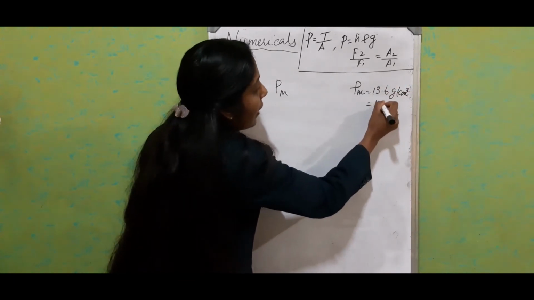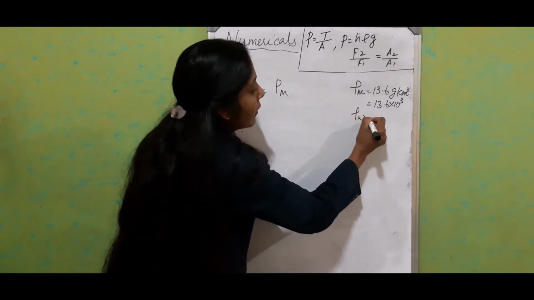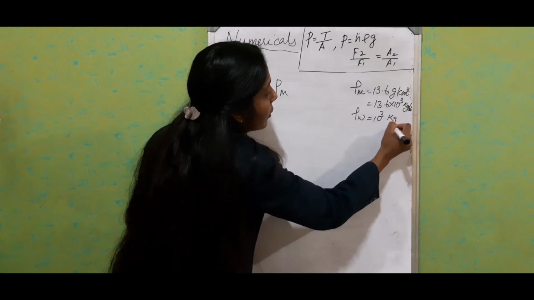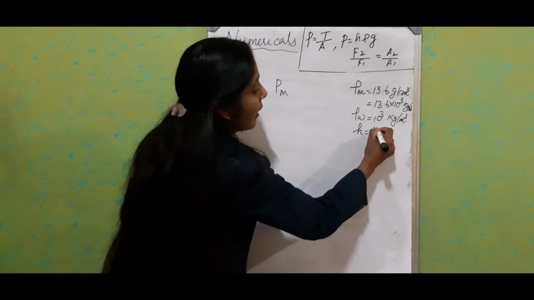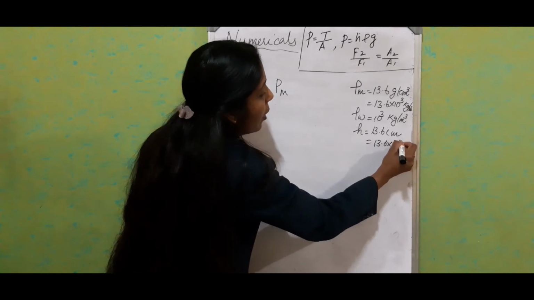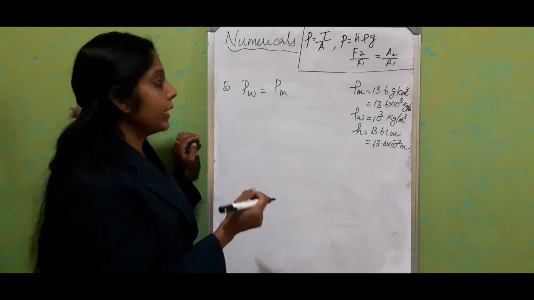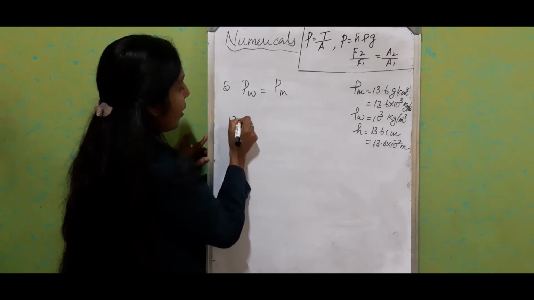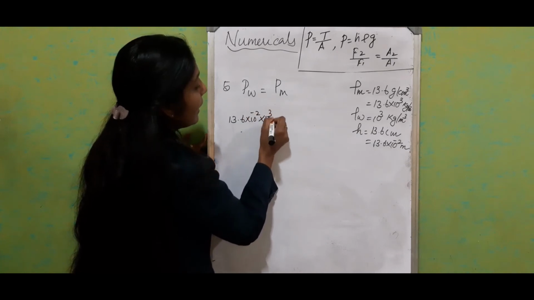We can convert that 13.6 into 13.6 into 10 to the power 3. And the density of water is equal to 10 to the power 3 kilogram per meter cube. And the height of the water level is given as 13.6 centimeter. We can convert it as 13.6 into 10 to the power minus 2 meter. G is common, so we don't want to substitute G here. So we'll write it for water: 13.6 into 10 to the power minus 2 into 10 to the power 3 into G.